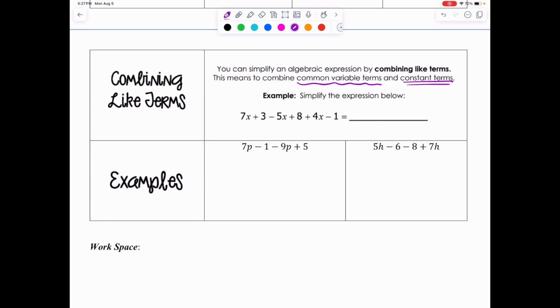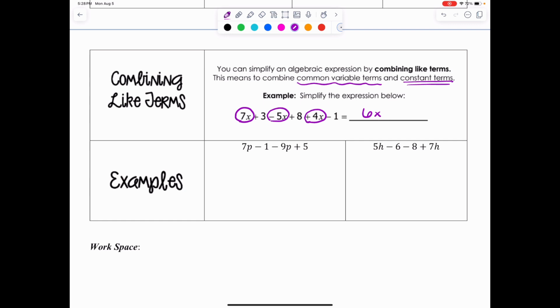So the first thing I see is 7x. I want to look through the rest of the string of this expression and find all the other x's. So I see -5x and I see positive 4x. And I'm going to take those coefficients and add them up. So 7 minus 5 is 2. Plus 4 is 6. We have 6 x's once we combine all of our variable terms that have x's.